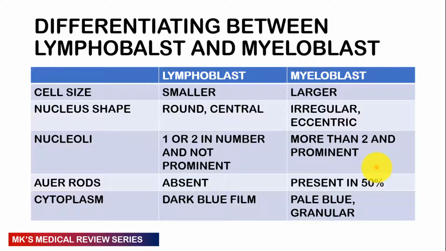Then of course, here's how you differentiate between lymphoblasts and myeloblasts. So the cell size of lymphoblasts is going to be smaller. Myeloblasts are going to be larger. The nucleus tends to be rounded and central in the lymphoblast. In the myeloblast, it tends to be irregular and eccentric, more on the side. The nucleoli tend to be 1 or 2 in number, and not prominent in lymphoblasts, but it is more than 2 and prominent in myeloblasts. There are no Auer rods that are present in lymphoblasts, and they are present in 50% of the myeloblasts. And of course, the cytoplasm is dark blue, while here it's pale blue and is granular. So that's how you're going to be differentiating between lymphoblasts and myeloblasts on your peripheral smear.